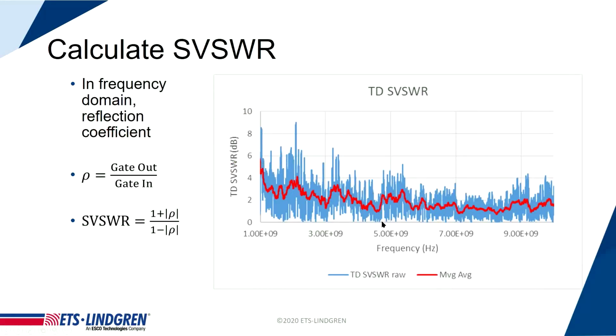The next step, we take a ratio of the two in terms of linear units. In dB, it would be a subtraction. If we take the gated out signal over the gated in signal, that would give us the reflection coefficients. This is really the definition of a reflection coefficient, right? The reflection level versus the main signal level. And so this is the reflection coefficient.